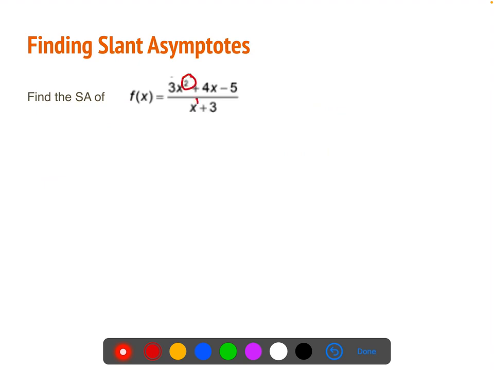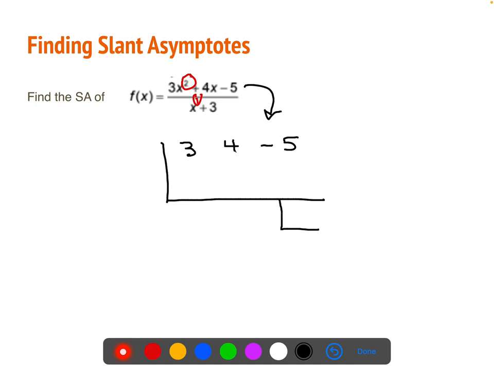Now, how do we find them? We're going to do synthetic division and keep the quotient. So let's see if this one even has one to begin with. Squared first. 2 is 1 bigger than 1. So it has a slant asymptote, and the way we find it is synthetic division. Well, you could use polynomial long division, but I'm not all for that because it takes too long.